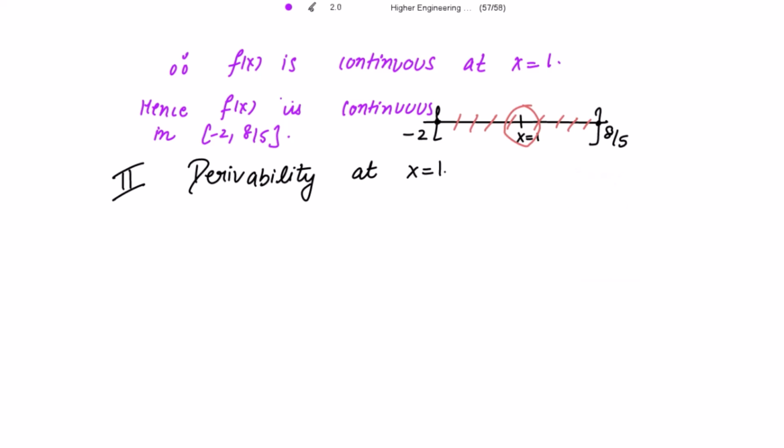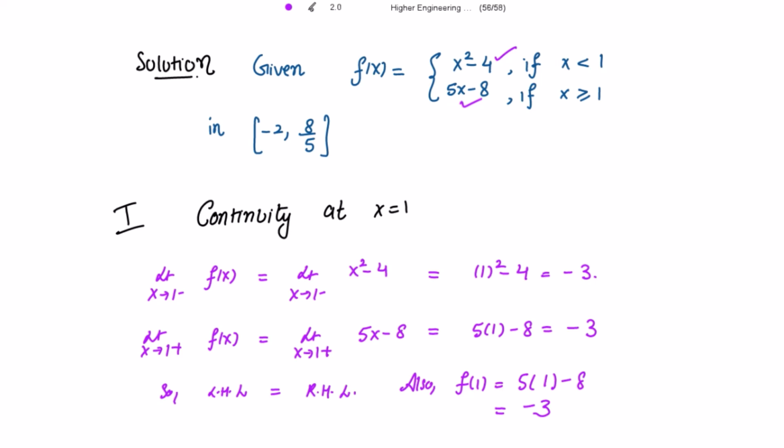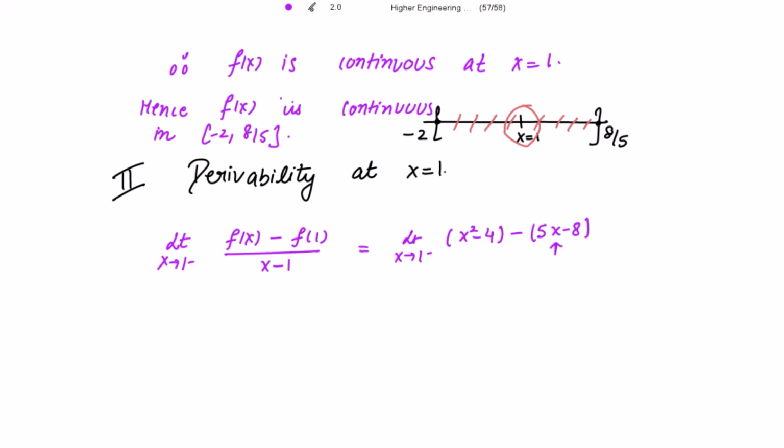So for that, let's find out the left hand derivative of f(x) at x = 1. So this is (f(x) − f(1)) divided by (x − 1), the limit as x tends to 1 from the negative side. For x less than 1 we take this function first, minus f(1). For x = 1, we have to take this function, and putting x = 1 we get 5 − 8, that is −3, divided by x − 1.